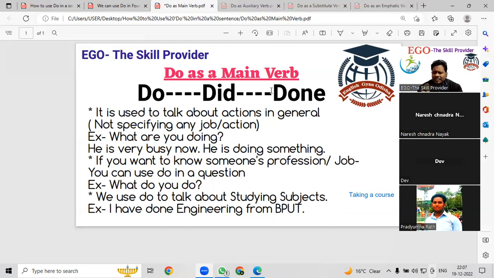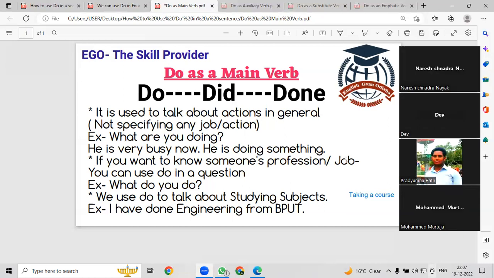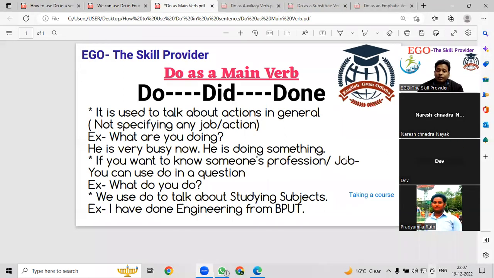The second thing is that if you want to know someone's profession or job, that particular time we can use something called what do you do. Do is a verb, and see how it is used: what do you do, what does your father do, what does your mother do, what does your sister do, what do your friends do. Here, what do you do, basically the verb do is used just to get the information about your profession.